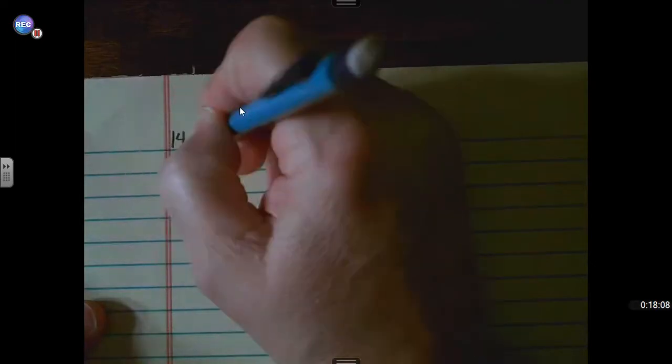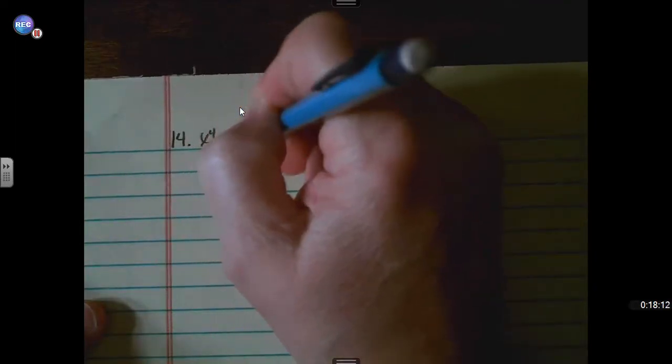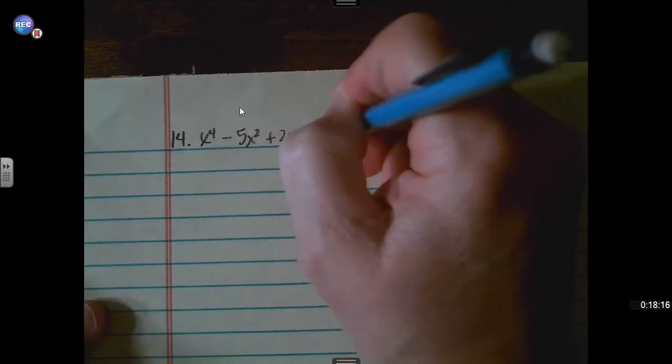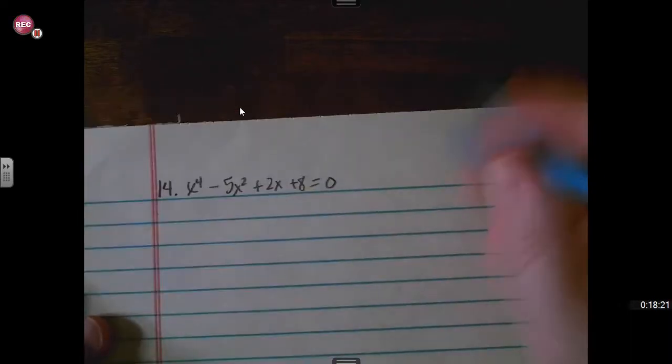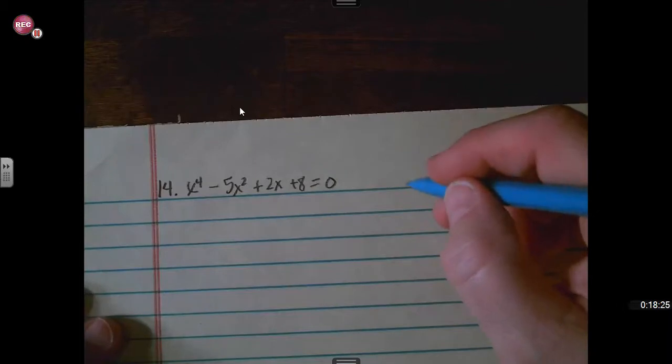All right, moving right on. We are 18 minutes in, and we are ready for number 14, which is x to the 4th minus 5x squared plus 2x plus 8 equals 0. Okay, so this is one where we're going to have to use synthetic division. Factoring by grouping won't work.